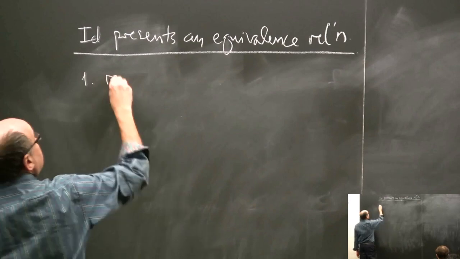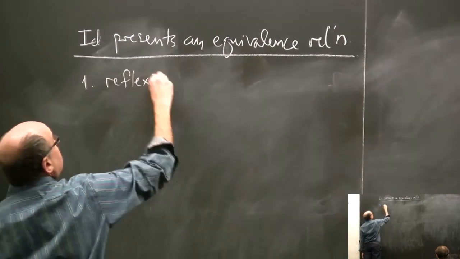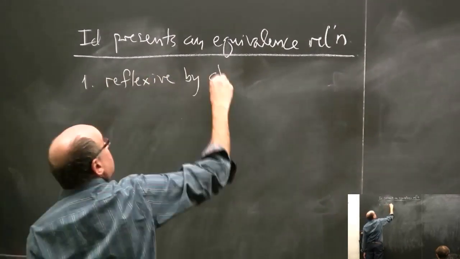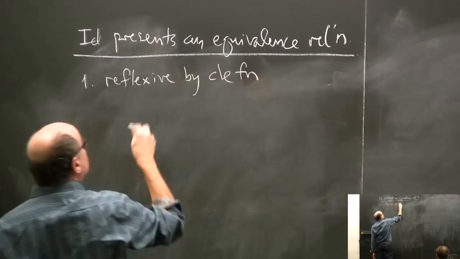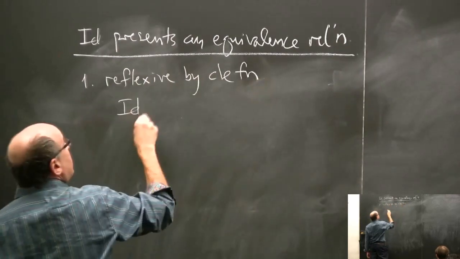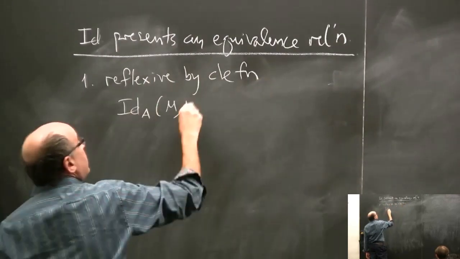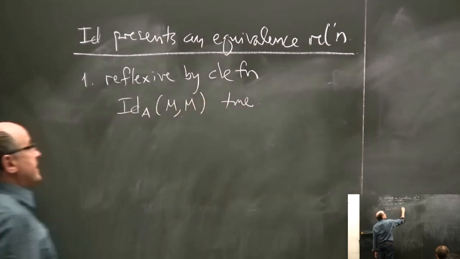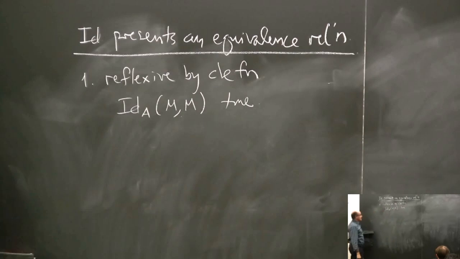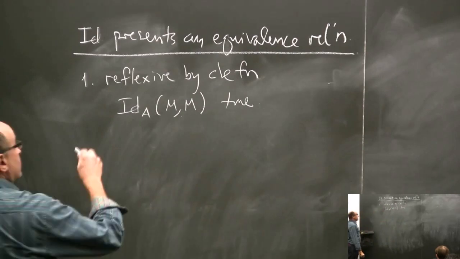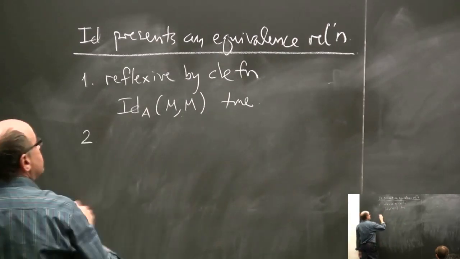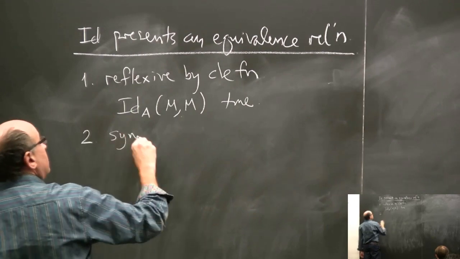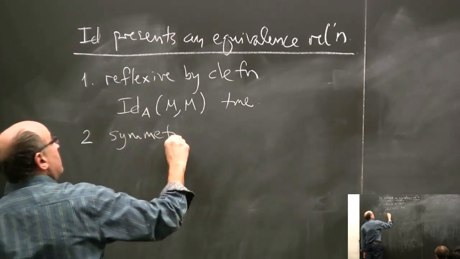So first of all, it's reflexive. That's by definition. In other words, I have the introduction rule. If I read it logically, if you pick any m and a, id a m m is true, meaning that type is inhabited. That's the intro rule, it says exactly that. So that's true by definition. So the next thing is, is it symmetric?